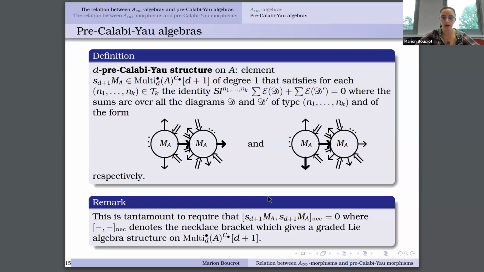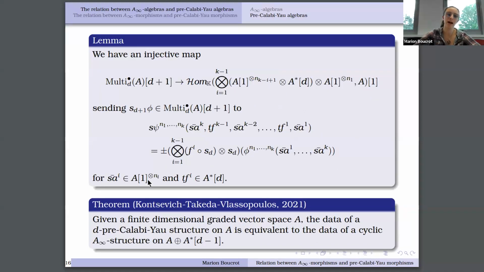So now I will explain how cyclic infinity algebras and pre-Calabi-Yau algebras are related. I will first define an injective map going from the shifted multidual to this space. This space is the home of lots of copies of A shifted by 1, and an A star, and also again lots of copies of A1 and A star, etc. And we end with a tensor product of copies of A1, and here we go to A.